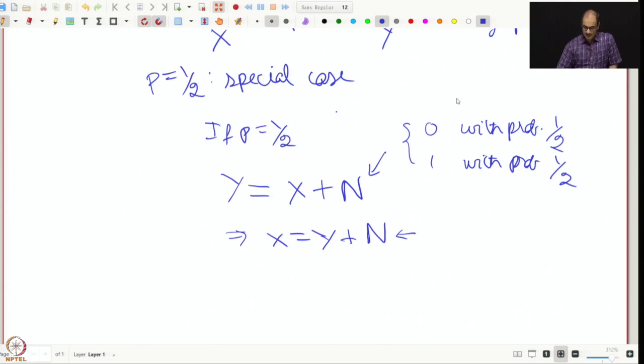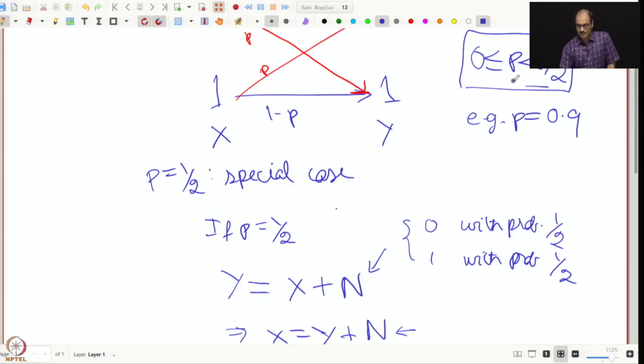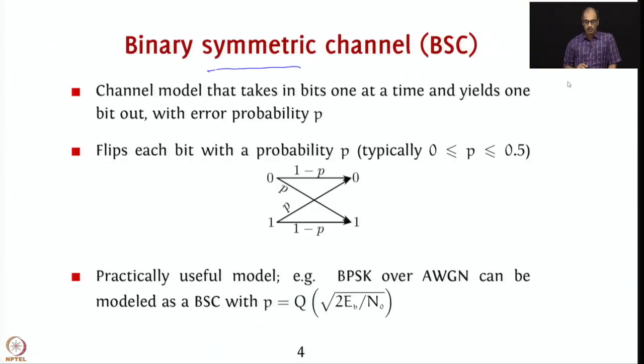That is why we will always consider the case where 0 is less than or equal to p less than half. Now, the binary symmetric channel flips bits with a probability p. Typically, 0 is less than or equal to p less than or equal to half. This is strictly less than, but that's okay. A binary symmetric channel with probability p equal to half is going to result in a problem: you're going to get no information at the receiver.